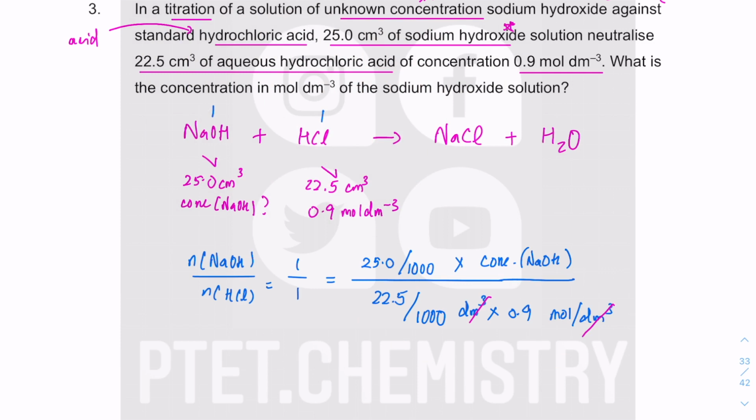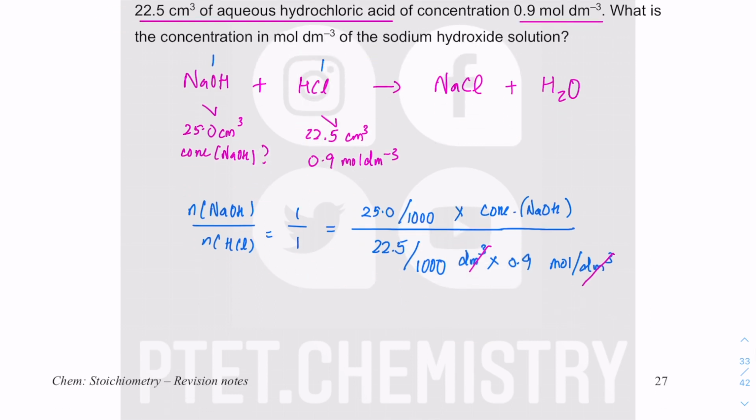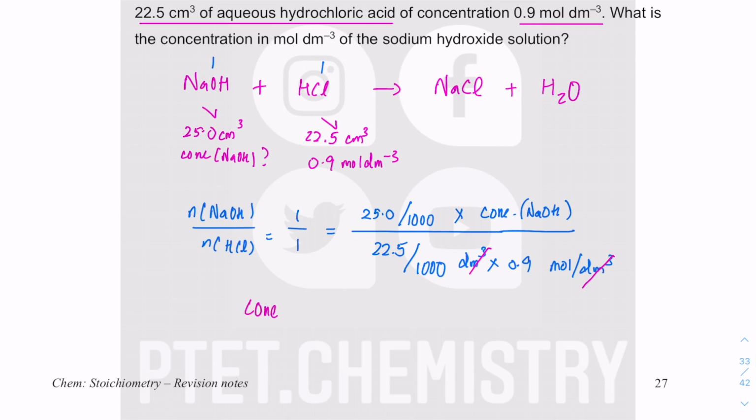This is a 1:1 mole ratio from the balanced equation, so I can move all of these up there, and I can move the 25.0 over 1000 down there. This is just simple manipulation of mathematics, which I hope you can see. If you cannot see, however, I would suggest you actually do it step by step. So I'll move all of these up there. This is still concentration times the 25 over 1000, so 25 over 1000 can move down there.